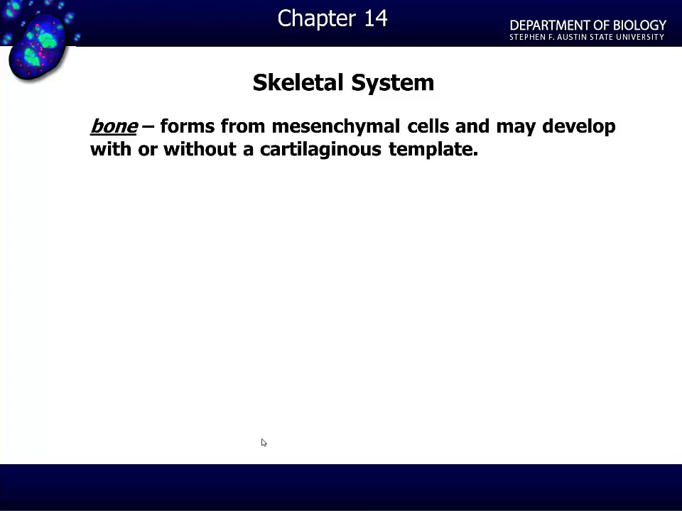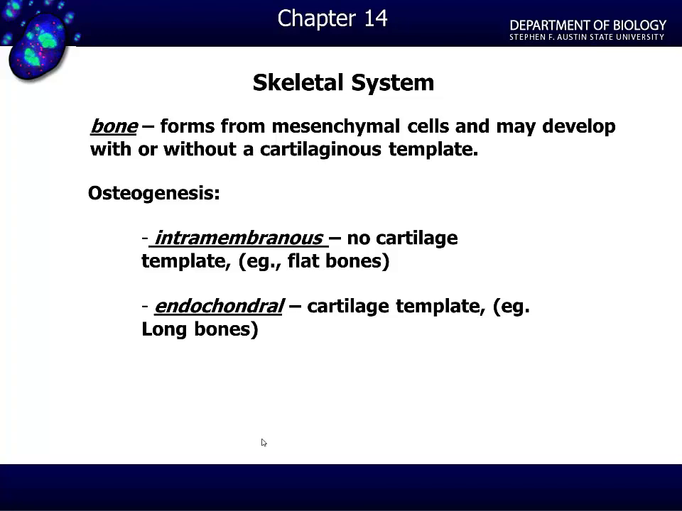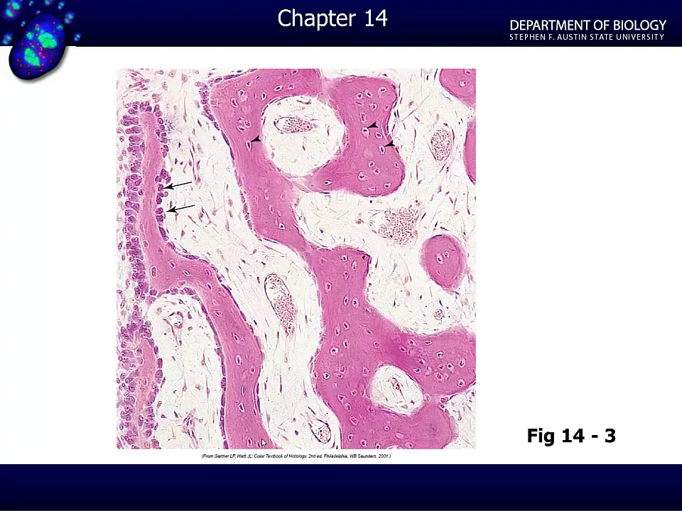Now, as we mentioned, bone can come from our cartilaginous template, or it can come from de novo development from mesenchymal cells. So osteogenesis can occur in these two ways that we've mentioned before: intramembranous osteogenesis and endochondral bone formation, starting with the cartilaginous template. Our long bones are examples of those. Now again, we get into the specifics of osteogenesis, these two types, in histology.